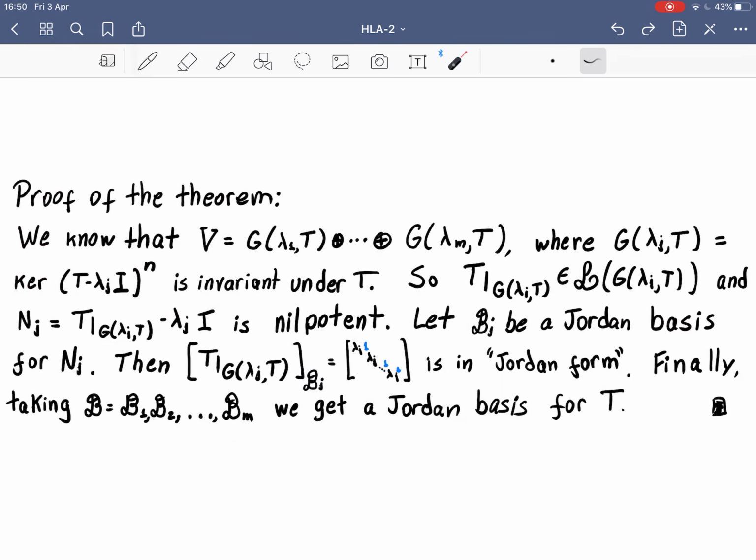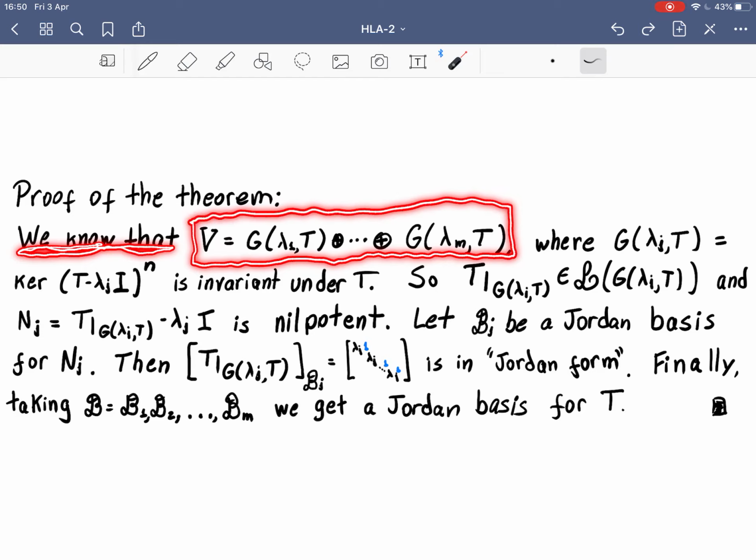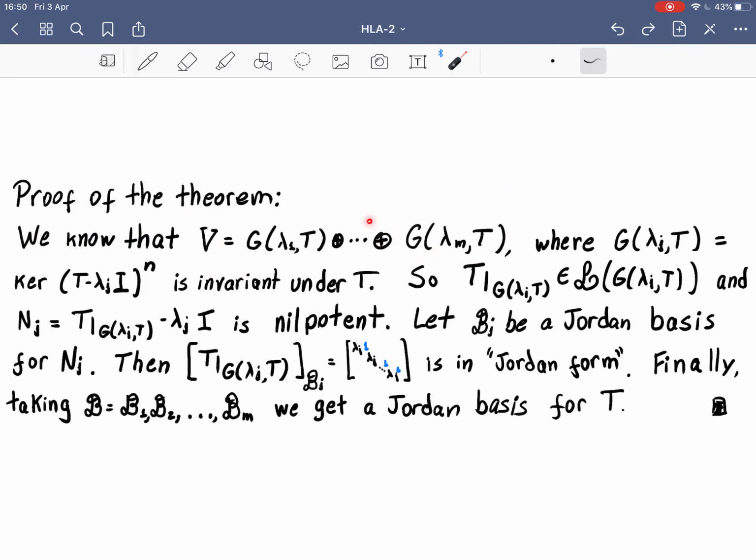So now, how do we prove the theorem? Well, that's how we gather everything we knew before. We know that V is the direct sum of generalized eigenspaces, which means we can split our vector space into these little parts. These parts together don't give the whole space. Of course, we have to add them, not take their union, to get the whole space.